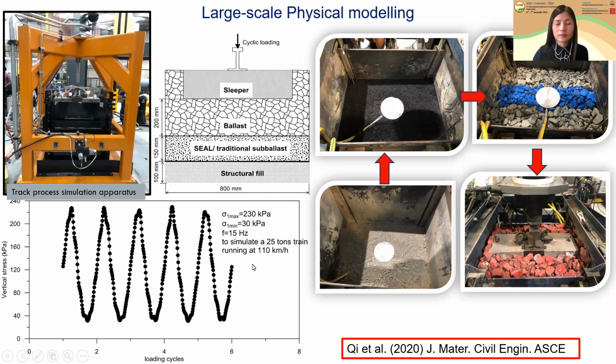So this is the loading we applied. The maximum vertical stress is 230 kilopascal, and the loading frequency is 15 Hertz. This is to simulate a train with 25-ton axle load running at 110 kilometers per hour. And this is the process of preparing the specimen. As you can see, the ballast directly under the sleeper has been colored. This is because after each test, we take the ballast out and check the ballast breakage.